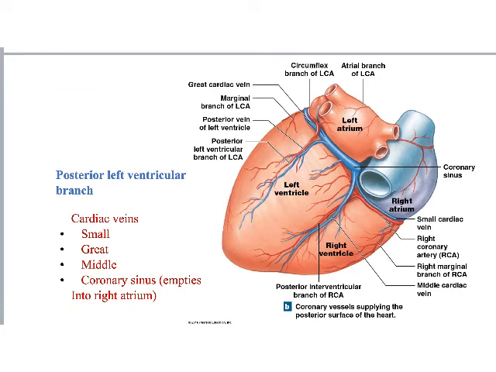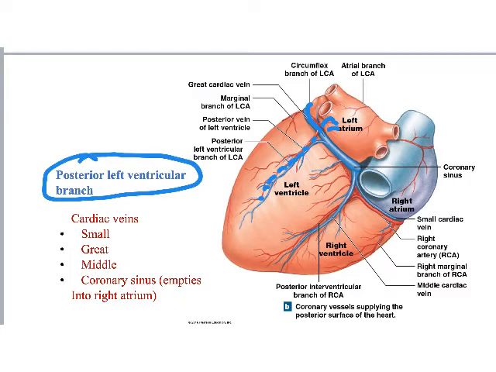If we look posteriorly, same picture, but now we're going to focus on the left. You see that circumflex branch coming around, feeding some of the left atrium, feeding the posterior portion of the left ventricle through another branch called the posterior left ventricular branch. So that's the one other branch I want you to know here on the posterior view, just one for the left circulation. There are also numerous veins.